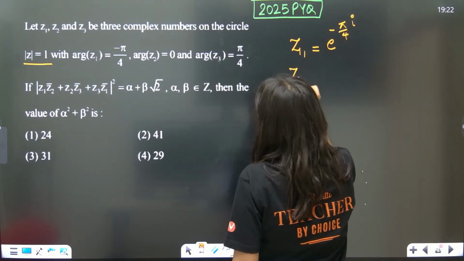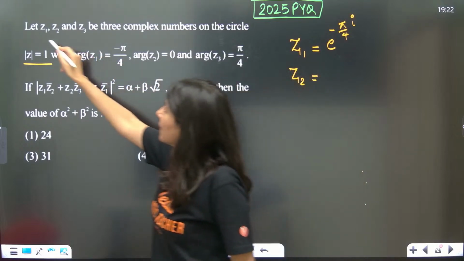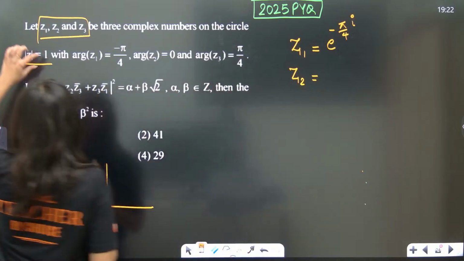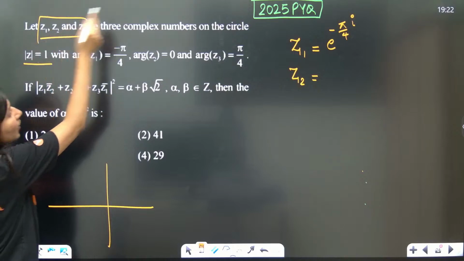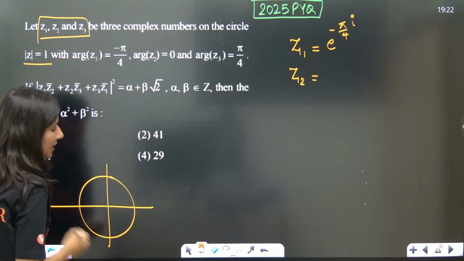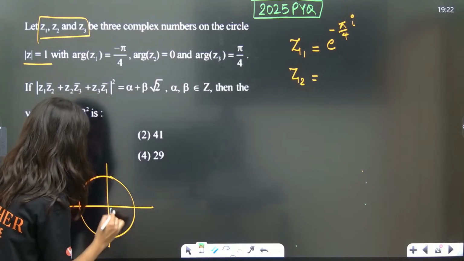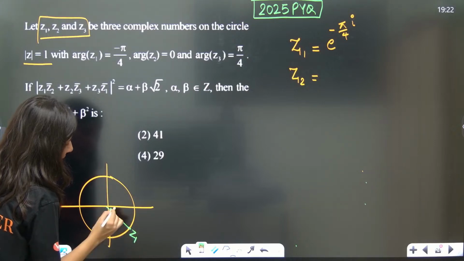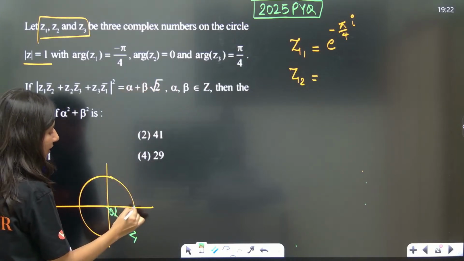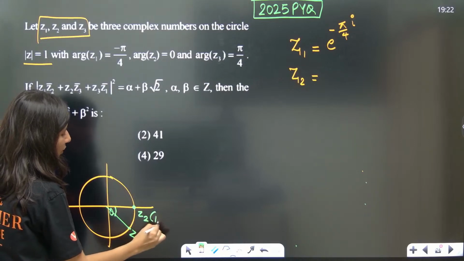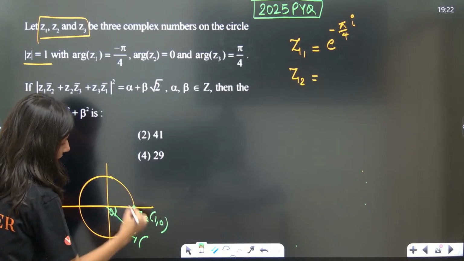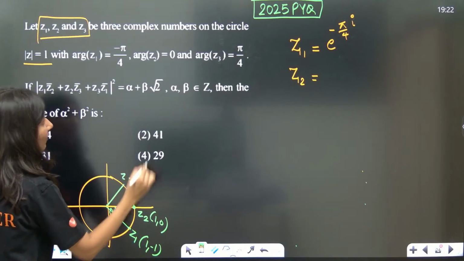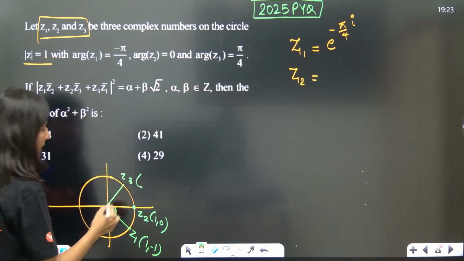This is Z1. What about Z2? Now can you see the 3 complex numbers are right here? And also if I plot this, how will it look like? See, mod Z equals 1 means all the 3 complex numbers lie on a circle whose center is the origin and radius is 1. Z1 has minus pi by 4 angle, this is your Z1. Z2 will have 0 argument, here. So 1, 0. And what about Z3?